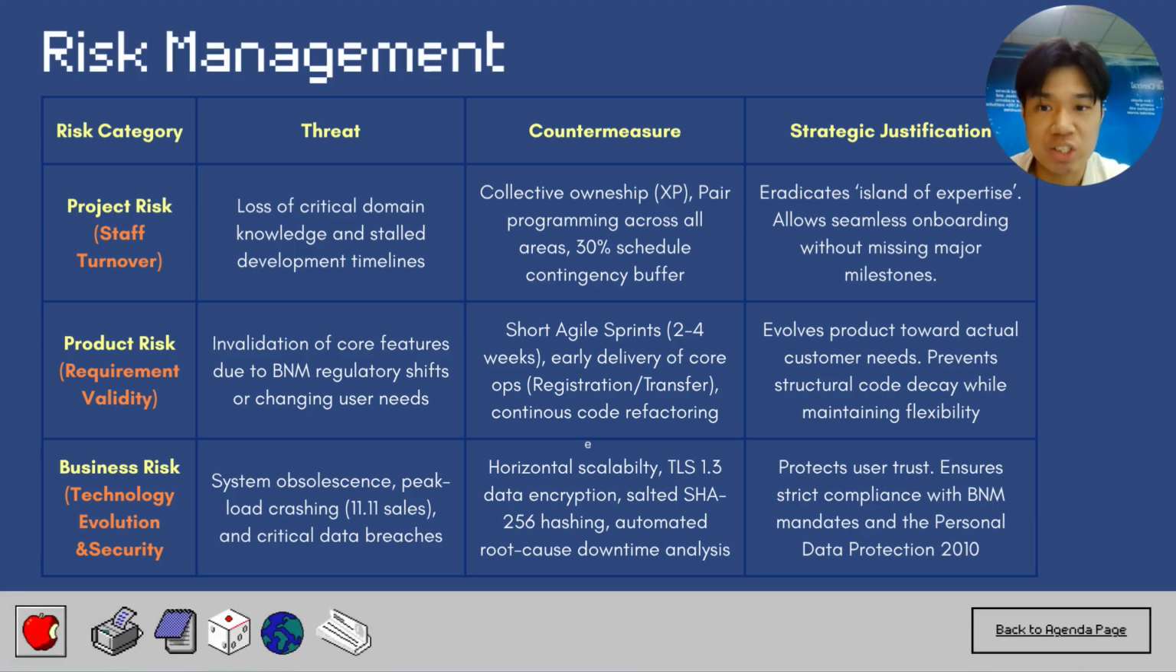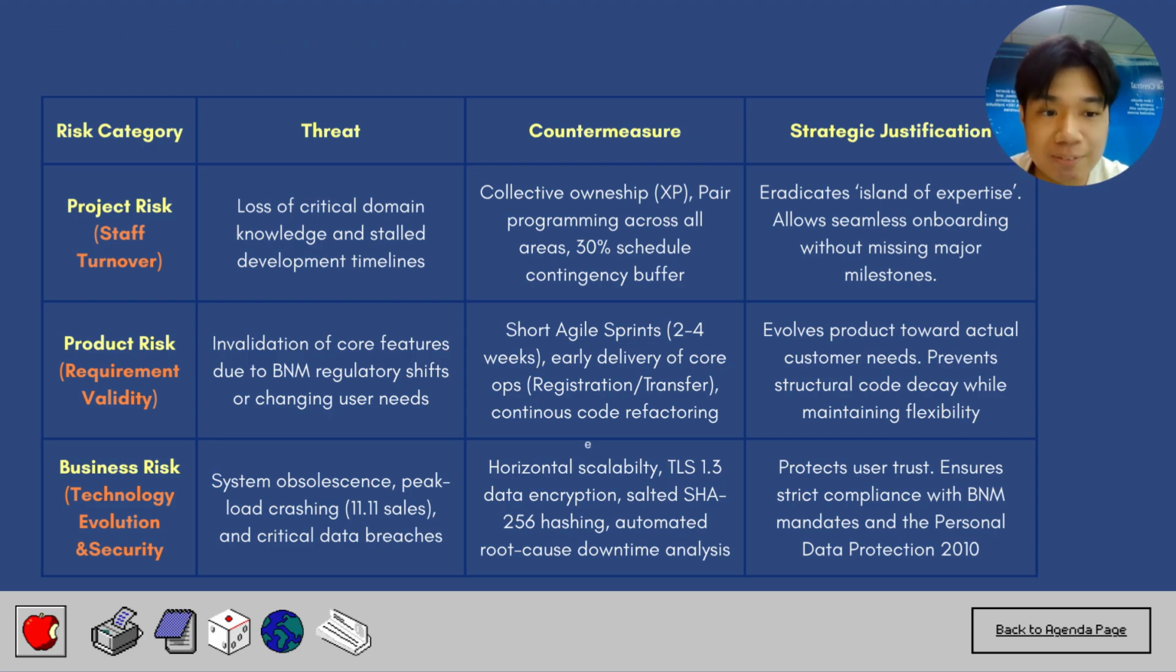Our risk management strategy targets 3 main categories. To mitigate project risk, such as staff turnover, we use pair programming and a 30% schedule contingency buffer to prevent islands of expertise. Now, for product risk, specifically shifting BNM regulations, we utilize short 2 to 4 week agile sprints to adapt features quickly without structural decay. And finally, business risks, like data breaches or peak load crashes, are countered with TLS 1.3 encryption, salted hashing, and horizontal scalability. These measures ensure our system remains in strict compliance with the Personal Data Protection Act 2010 and BNM mandates, protecting user trust at all times.